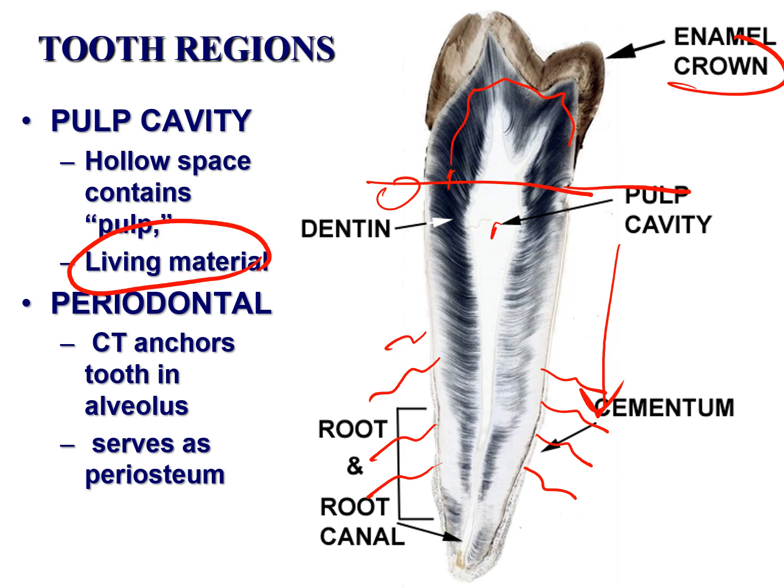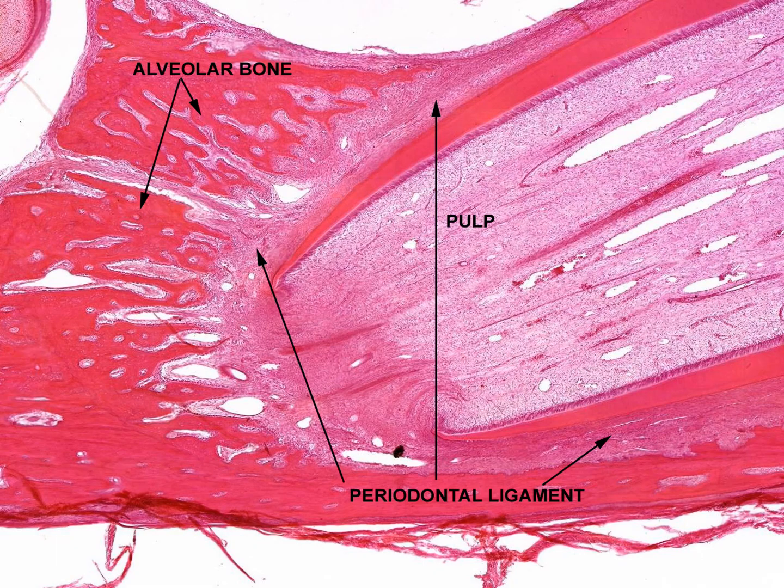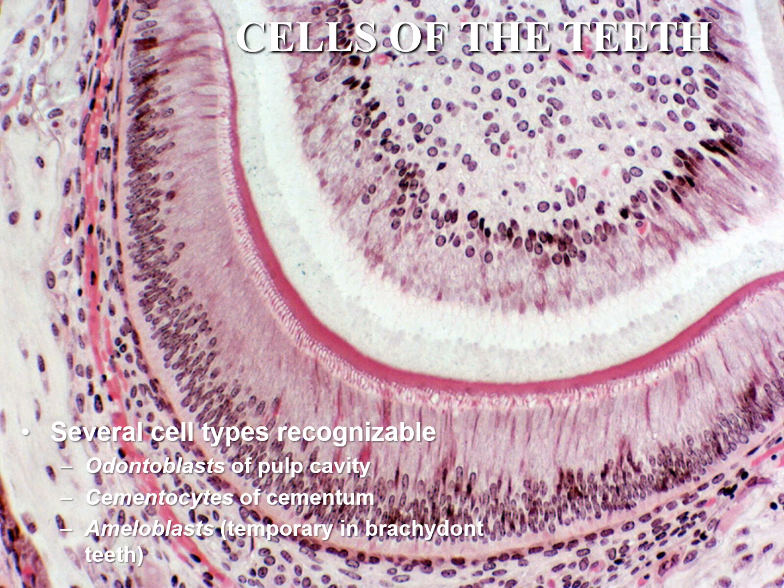You remember when we talked about bone, that the first bone that forms in our body we call the primary bone, and usually this bone is woven bone and later can be replaced by lamellar bone. So in this area here we have the pulp, which is the area of the live tissue. We can see here the area of the dentin, and here we have the periodontal ligament that anchors the tooth within the alveolar space.